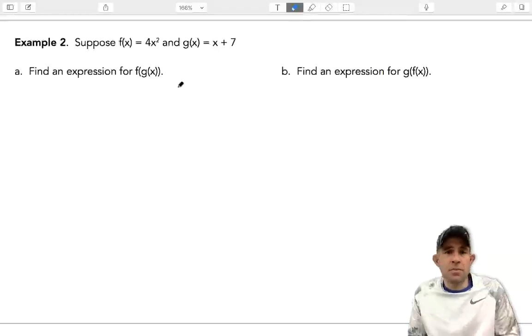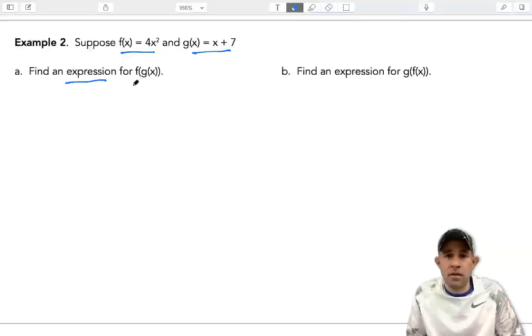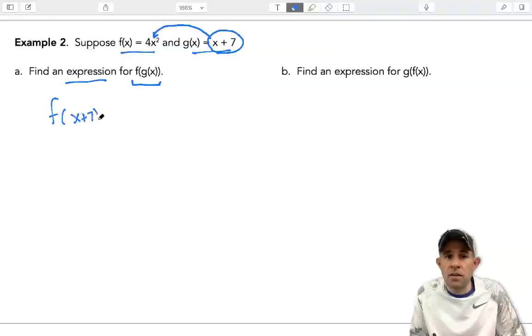All right, let's take a look at example 2. In example 2, we have the same functions, f of x and g of x. However, now we're asked to write an expression for f of g of x. Now, this sounds a little bit tricky, but all you're doing is taking the expression for g of x and substituting it into the function f of x wherever you see that x. So what we're evaluating is f of x plus 7, where this expression x plus 7 is our x value. So f of x is 4 times x squared, but our x is x plus 7. So we're going to substitute the expression x plus 7 in and square it.